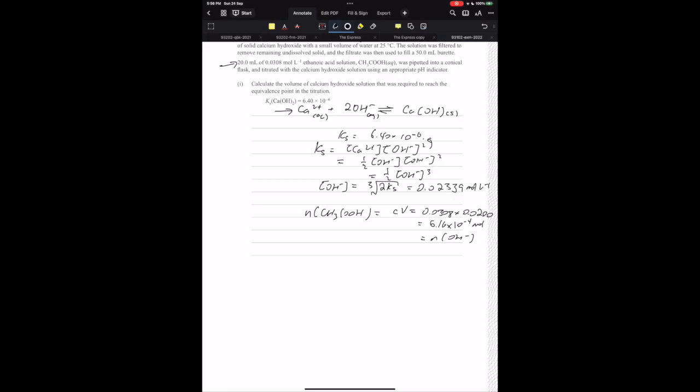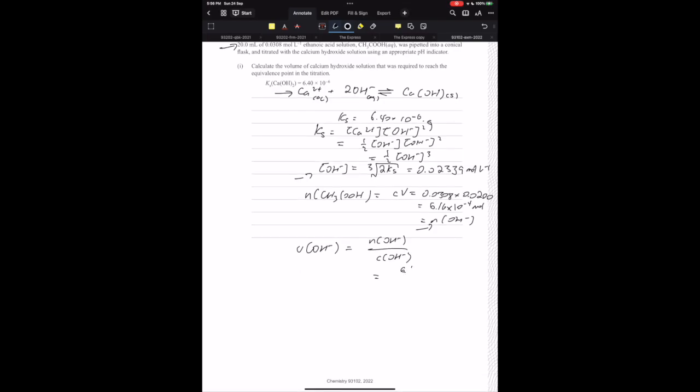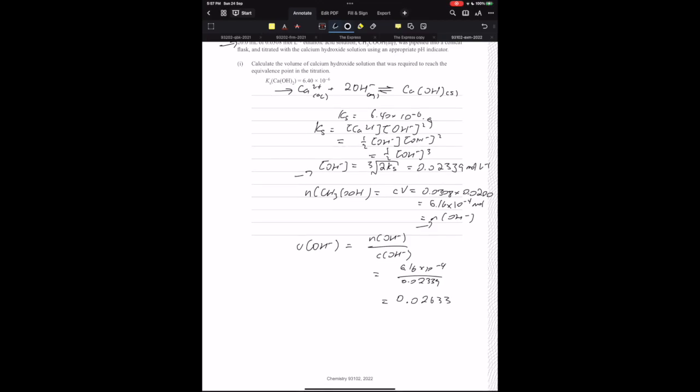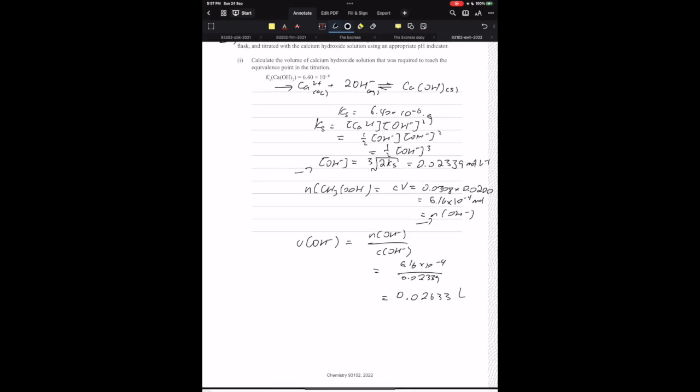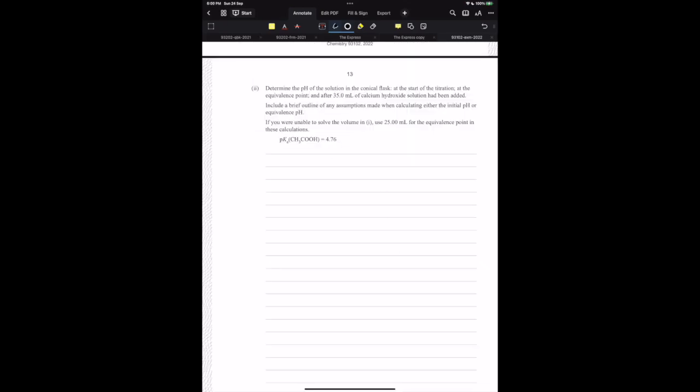So then we have the concentration of hydroxide, we have the number of moles of hydroxide. Volume of hydroxide is simply the number of moles of hydroxide divided by the concentration of hydroxide. So that's number of moles 6.16 times 10 to the negative 4 divided by our concentration, which was 0.02339, and we get 0.02633 liters. And you can convert this to milliliters if you want, so that would be 26.33 milliliters.